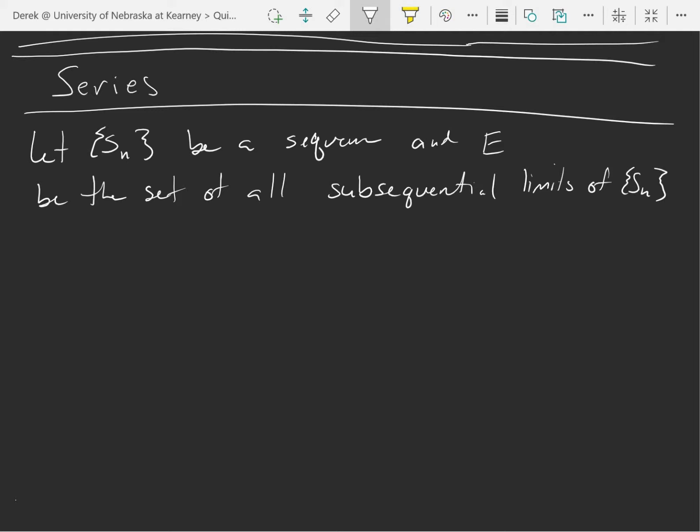We showed it was closed, and we showed that if you have a point in there, there is a sequence that converges to that. Okay, so let's say alpha equal to the supremum of E. That value we're going to define to be the lim sup of the sequence S sub n as n goes to infinity. This is the upper limit of S sub n.